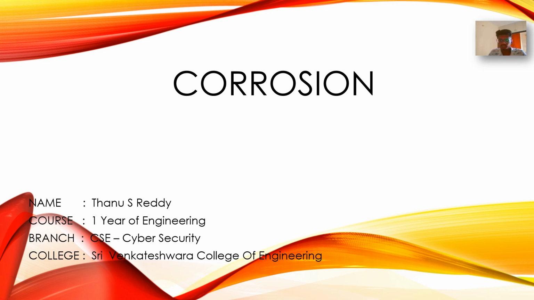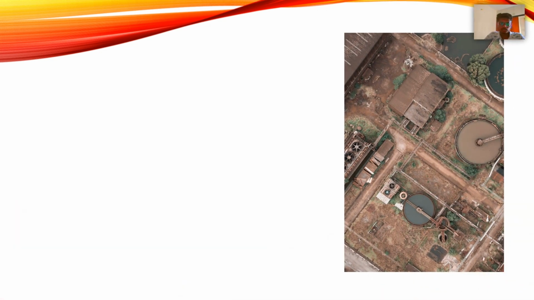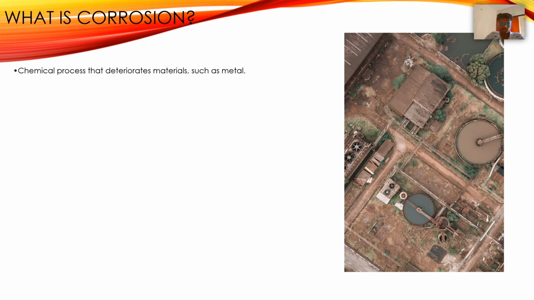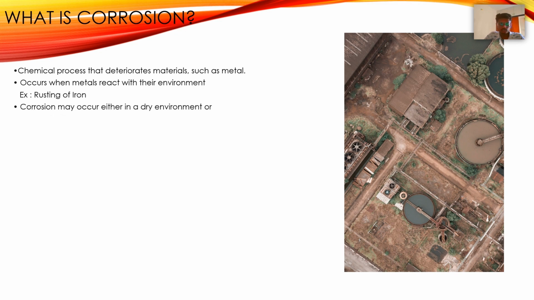Now I'm going to explain the topic corrosion. Let us know what corrosion is. Corrosion is a chemical process that deteriorates materials such as metal and occurs when metals react with their environment. Example, rusting of iron. Corrosion may occur either in a dry environment or in an aqueous medium.